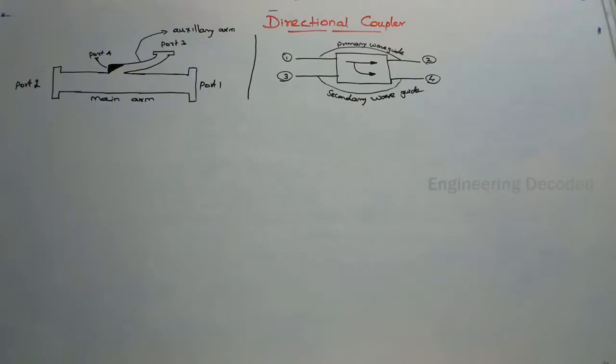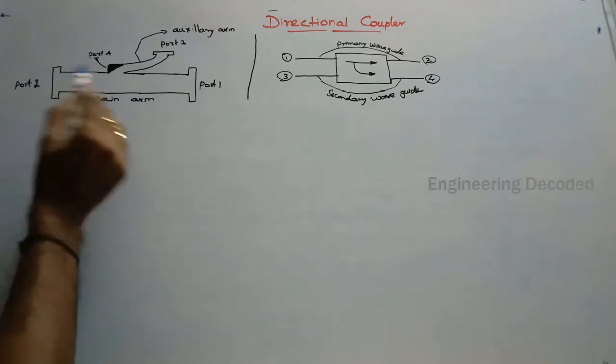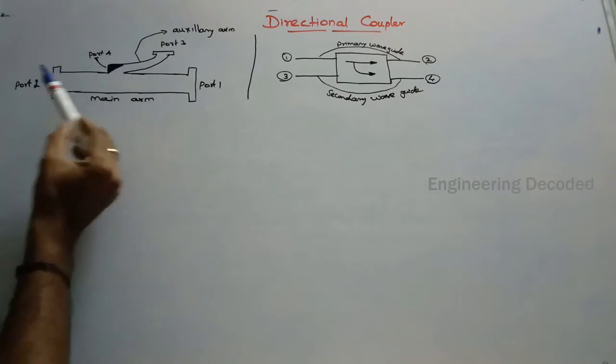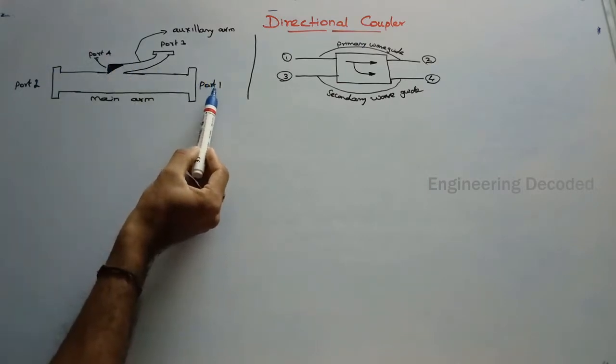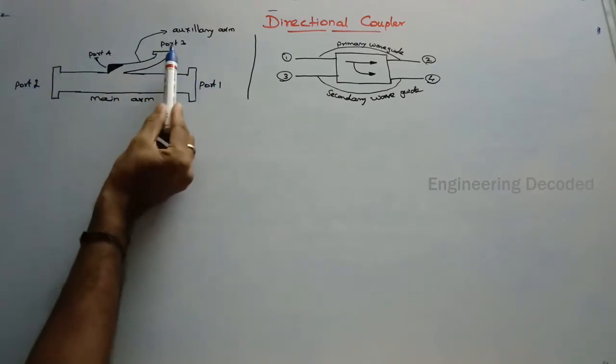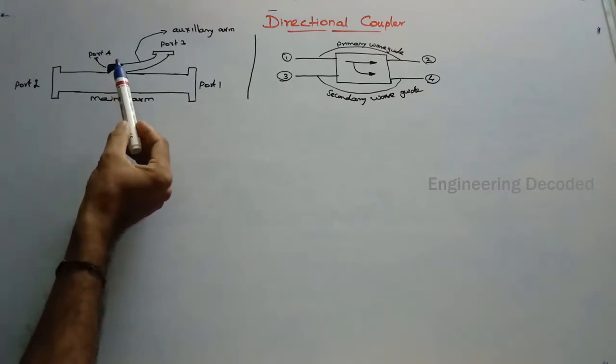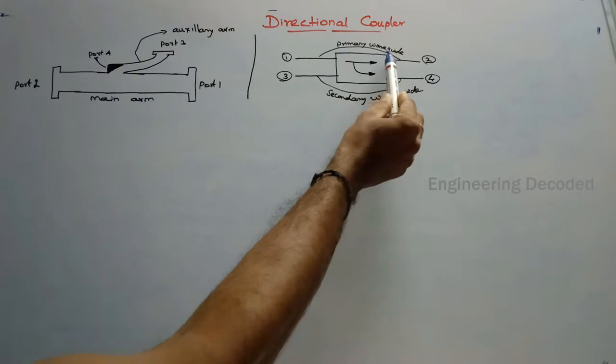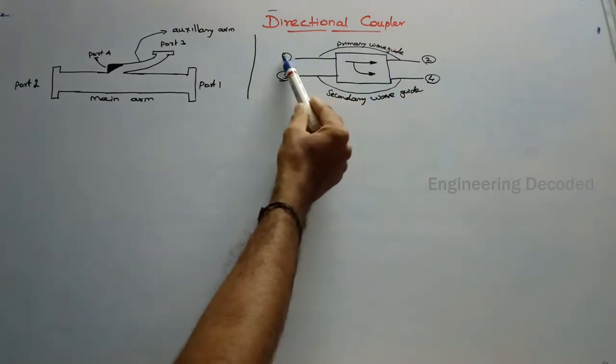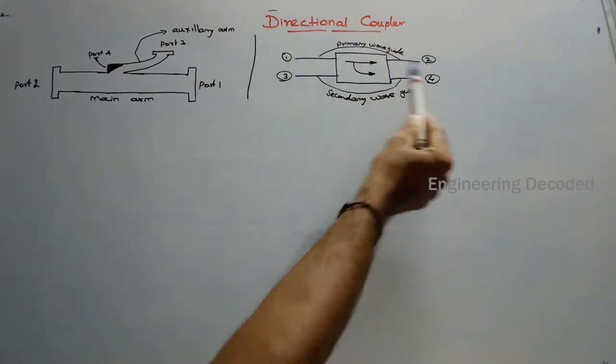Good morning to all. In today's class we are going to see about another microwave junction called a directional coupler. So this is the structure of a directional coupler. You can see here we have 4 ports: port 1, port 2, port 3 and port 4. So it can be symbolically represented like this: port 1, port 2, port 3 and port 4.